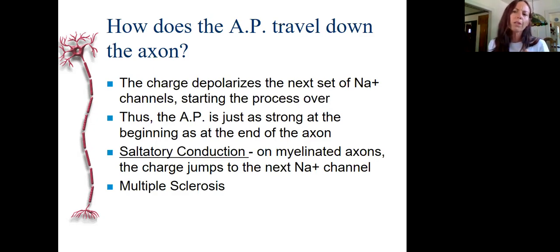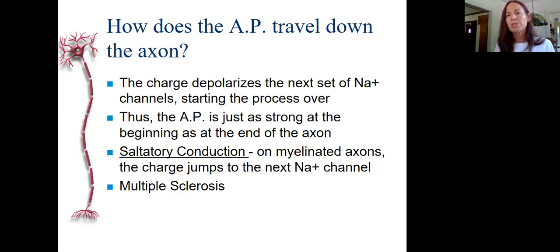So what we call this is kind of jumping conduction down the neuron, electrical conduction. We call that saltatory conduction. And for any of you guys who know Spanish, you'll know that saltar is the verb for to jump. So that means a jumping conduction down the axon. So the charge is going to jump down to the next set of sodium channels, again, on the nodes of Ranvier.